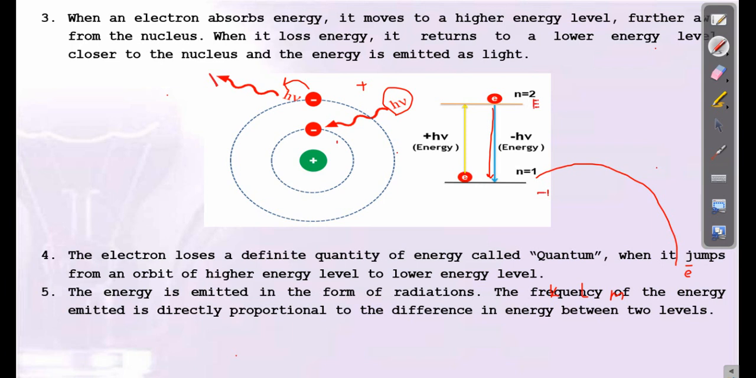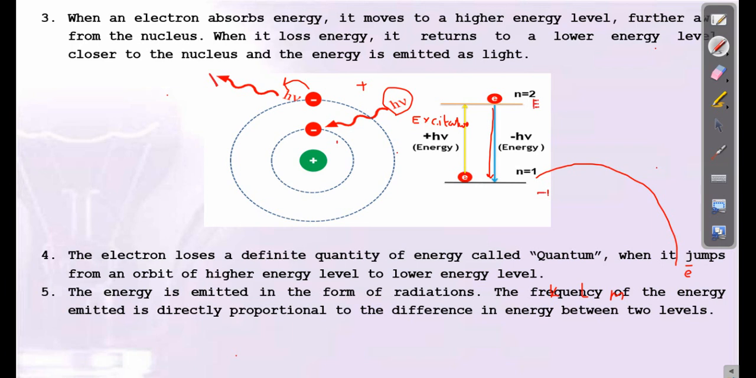When an electron absorbs energy and goes to a higher energy level, this is known as excitation, and when an electron moves to its original orbit, this process is de-excitation.